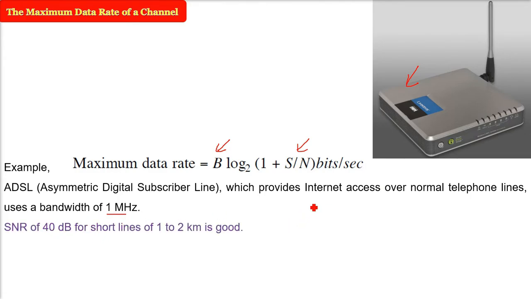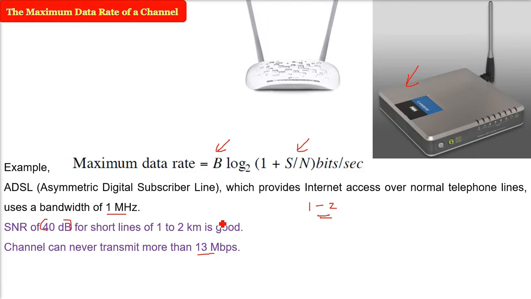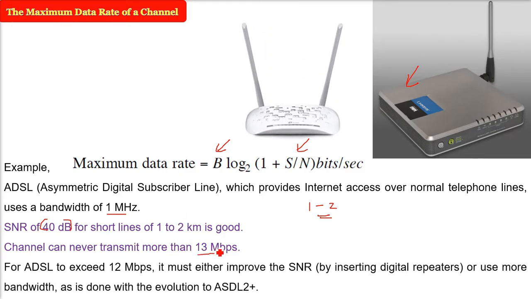If you take 1 to 2 kilometer short lines, the SNR or signal to noise ratio of 40 dB is quite good for reception. Now it is mentioned that the channel can never transmit more than 13 Mbps because we have the maximum data rate capacity. You will see that these ADSL will have a number written, 12 Mbps per se.